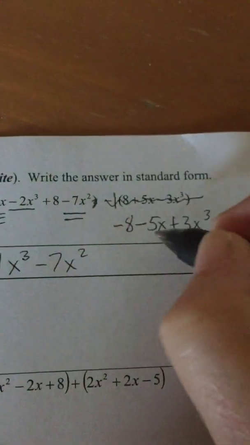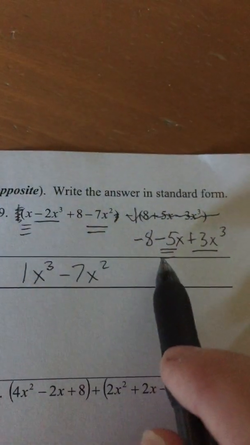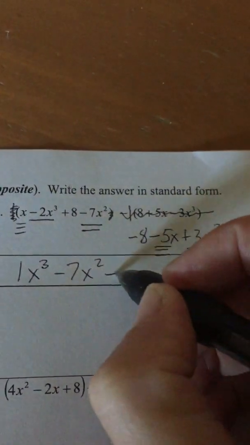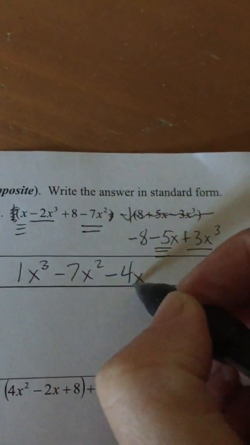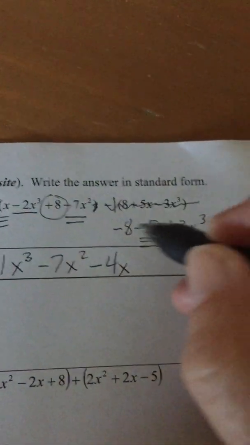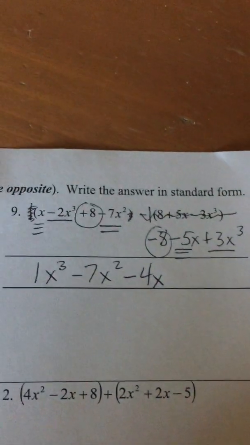So let's do x's to the first power. Here is a 1x, and over here I have a negative 5x. So 1x and negative 5x go together. 1 minus 5 in the calculator will tell you negative 4, and my x's stay the same. And the only thing I have left to do are the constants. There's a positive 8 and a negative 8. Well, 8 minus 8 is 0, so I don't need to add plus 0 out there.